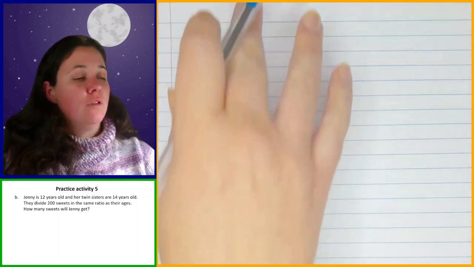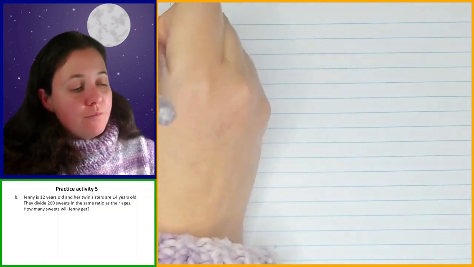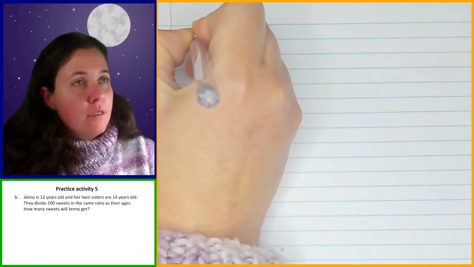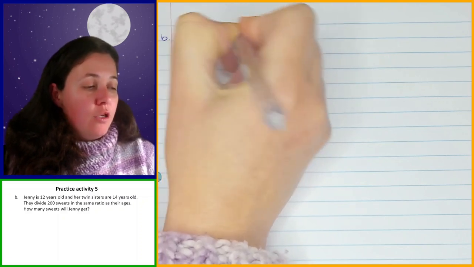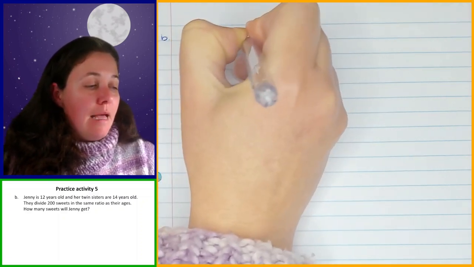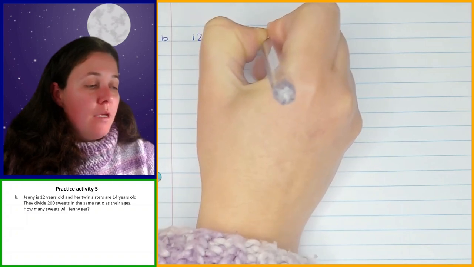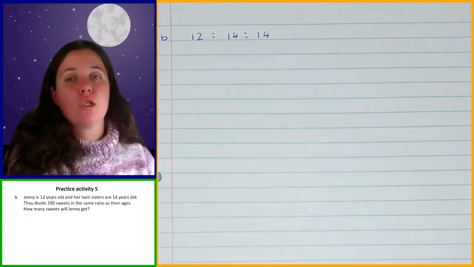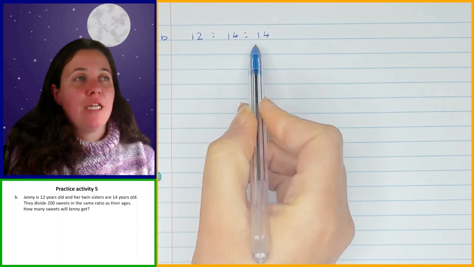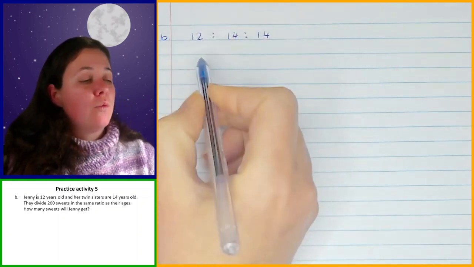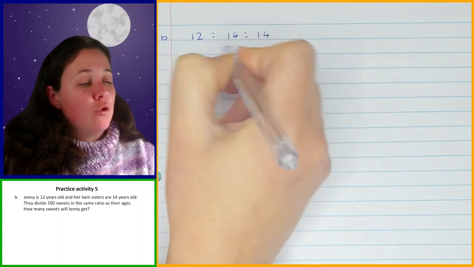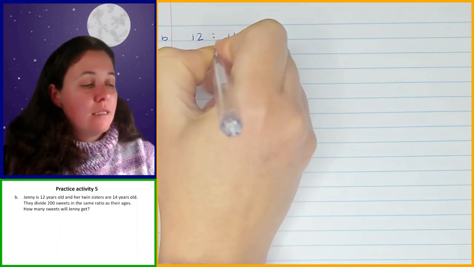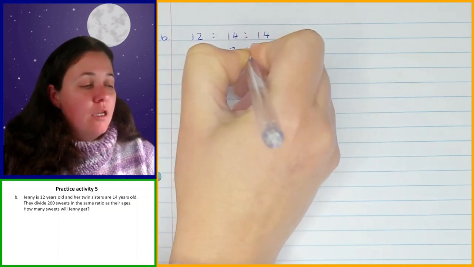Okay, so first of all, let's write our ratio. We have Jenny's age, which is 12, to 14, and another 14, because she has two twin sisters and they both have the same age. Now if you look at this, you can actually simplify this ratio. If we divide all of those by 2, we get 6 to 7 to 7.